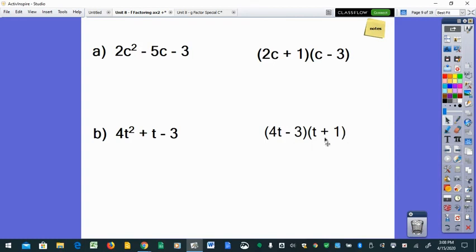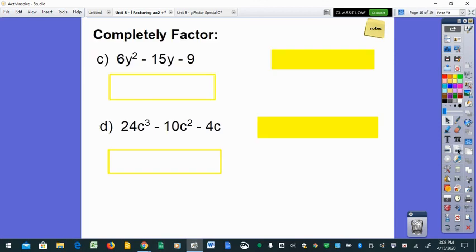The back at least was easy because it's prime, but let's check it. 4t times t is 4t squared. The outer is going to be 4 times 1, which is 4t there, and the inner is going to be negative 3t. If you take a positive 4t and subtract 3t, that gives you 1t, and a negative 3 times 1 is a negative 3. Okay, the last thing we're going to do here is bring back our other BFF. So look at these.